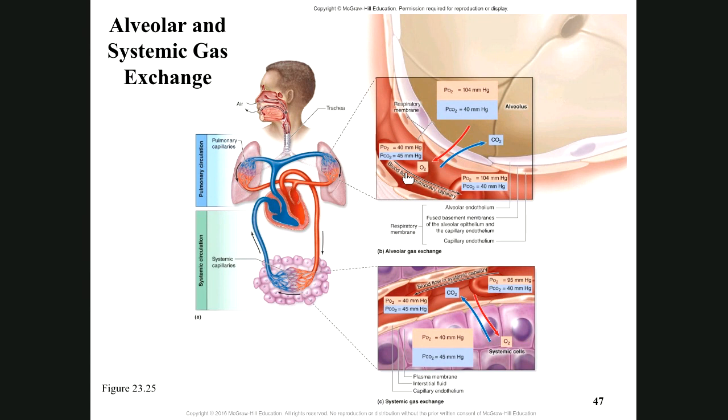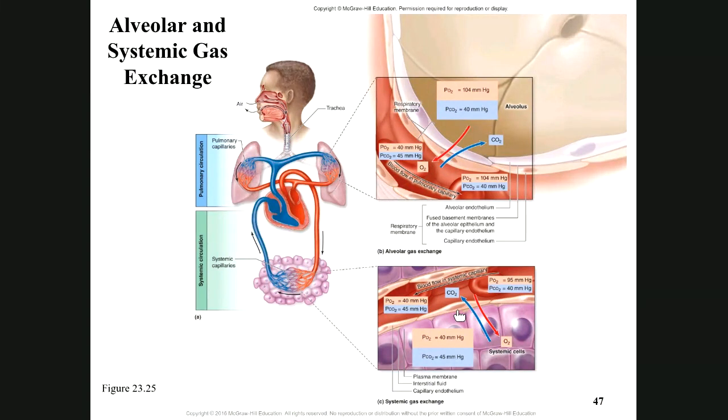You see that the pressure of carbon dioxide in the blood vessel is 45 millimeter of mercury, and this pressure is 40 millimeter of mercury in the alveoli. So the carbon dioxide can go back to the alveoli from the blood vessels. This is the meaning of external respiration. And internal respiration or systemic gas exchange is here.